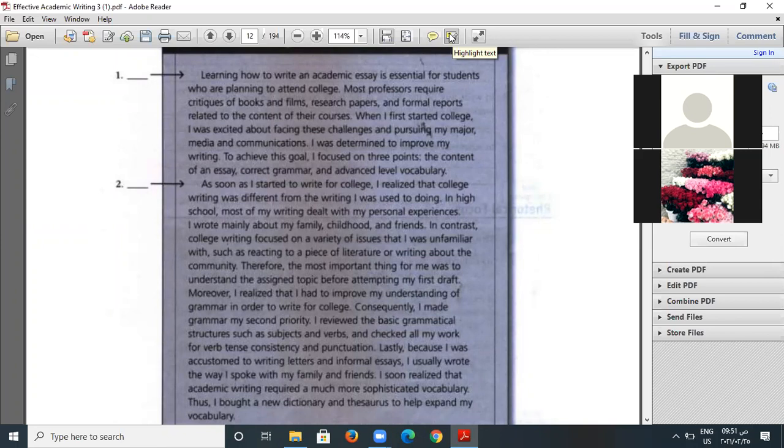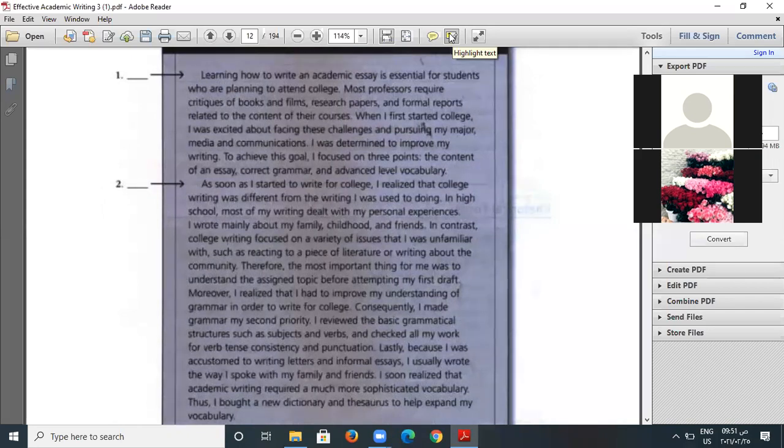Of course, here: I made grammar my second priority. I reviewed the basic grammatical structure, such as subjects and verbs, and checked all my work for verb consistency and punctuation. So to improve in this part, what did he or she do? Made grammar the second priority, reviewed the basic grammatical structure, the subject and verb, and checked all the work for tense consistency and punctuation.